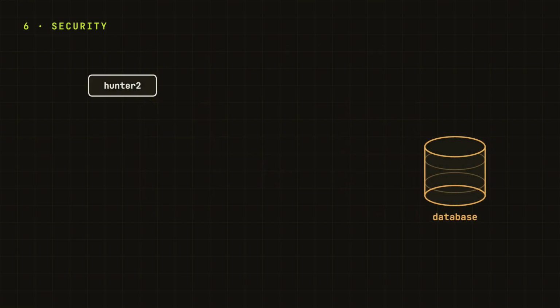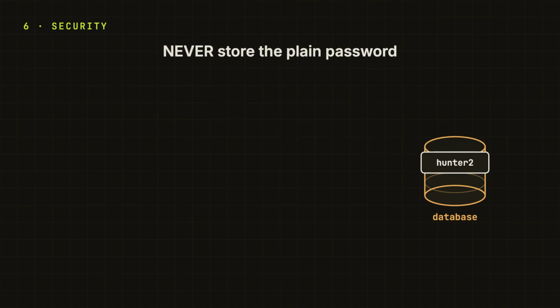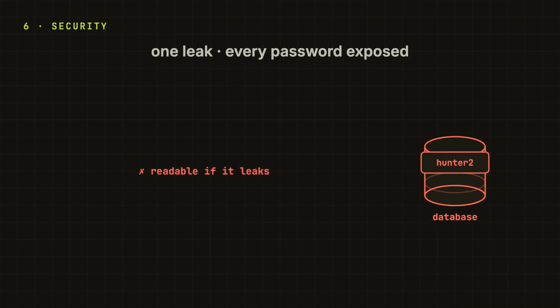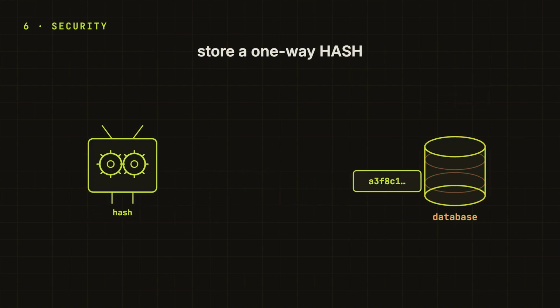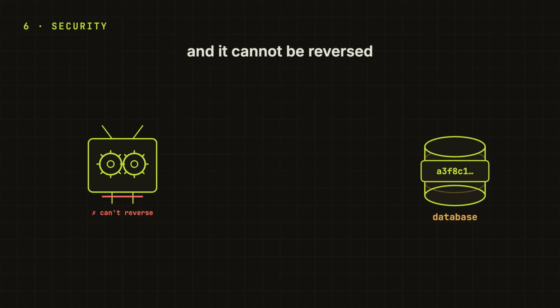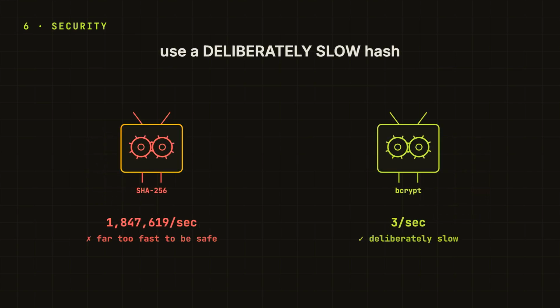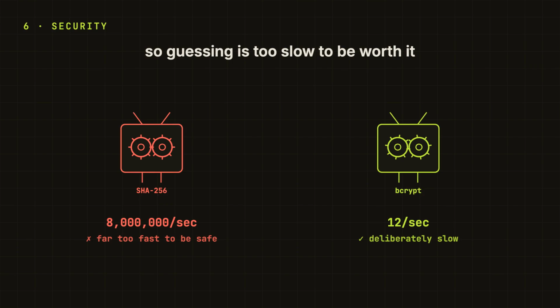Now, authentication starts with passwords, and there is a hard rule you must know. You never store passwords as plain text. Never. If your database leaks, every password is exposed. Instead, you store a hash of the password, a scrambled one way version that cannot be reversed back into the original. And one important detail, you use a deliberately slow hashing function built for passwords like bcrypt or argon2, and not a fast one like SHA-256, precisely so that an attacker trying to guess millions of passwords finds it far too slow to be worth it.